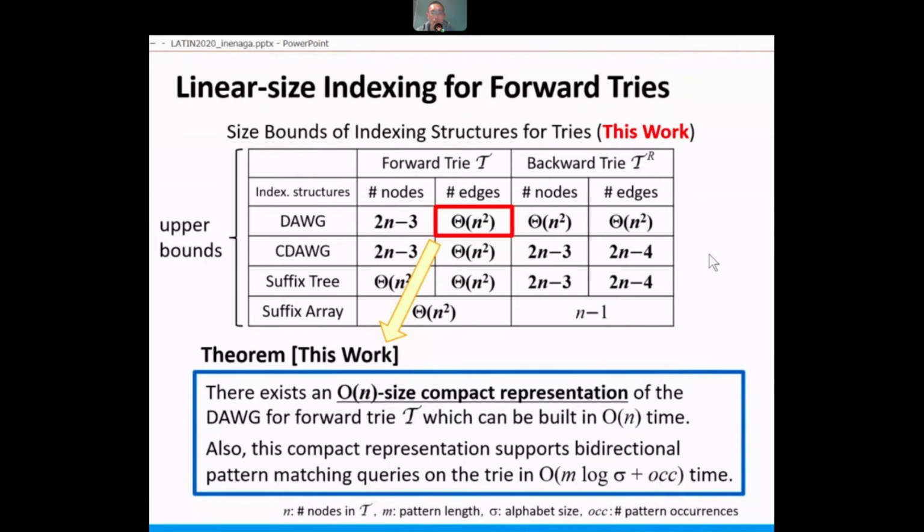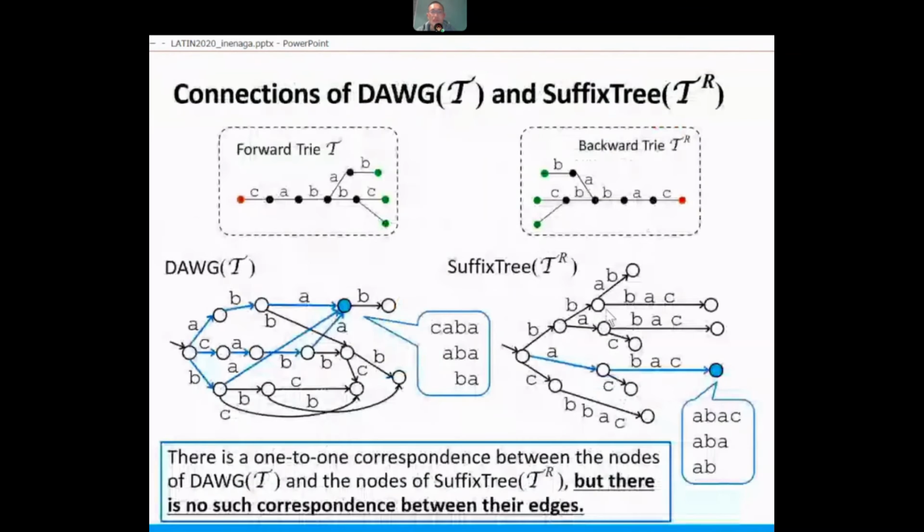In what follows, I want to briefly explain how this can be achieved. To achieve that result, I used tight connections between the DAWG for the forward trie and the suffix tree for the reversed, backward trie. One important property is that there is a one-to-one correspondence between the nodes of the DAWG for the forward trie and the nodes of the suffix tree for the corresponding backward trie.